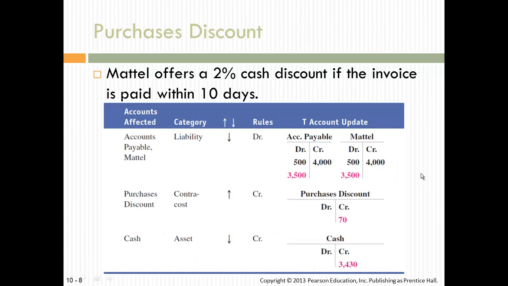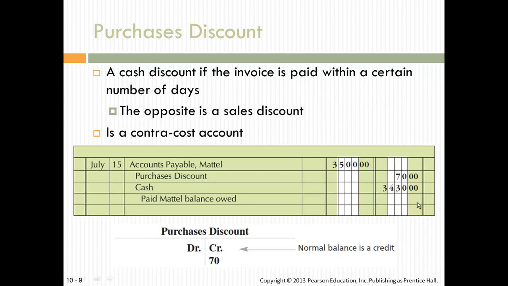Then there are purchase discounts. Mattel offers a 2% cash discount if the invoice is paid within 10 days. So now we're the purchaser, just like we saw on the sales side. If we pay within 10 days, we're going to get this discount. So here's your accounts payable. You owe $3,500 after the return, and you're getting 2% because you paid within 10 days, so 2% of $3,500 is $70, and your cash is $3,430. And here's what it looks like in a journal entry.